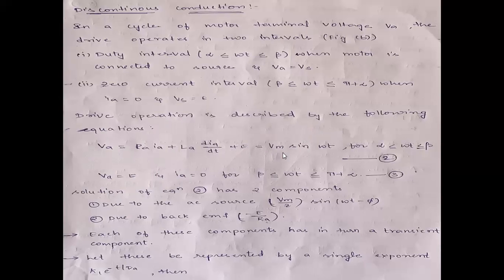That is due to the current: Vm by Z sine(omega t minus phi). And the second one is due to the back EMF, minus E by RA. So the first is due to the current, the IA terms, and the second term is due to the back EMF, E.